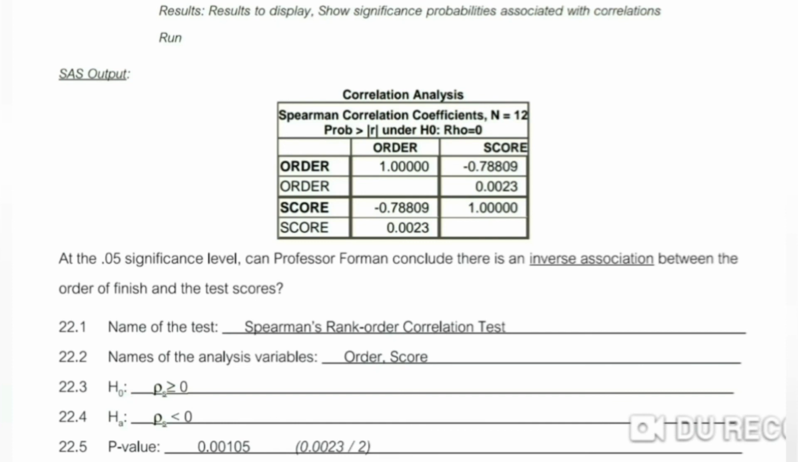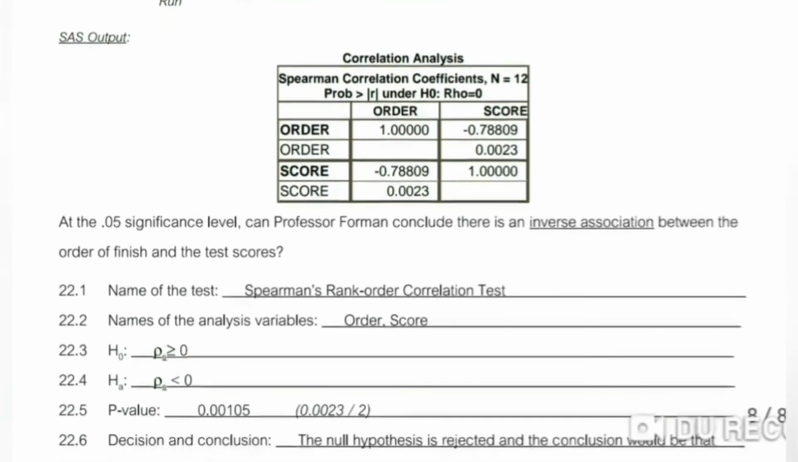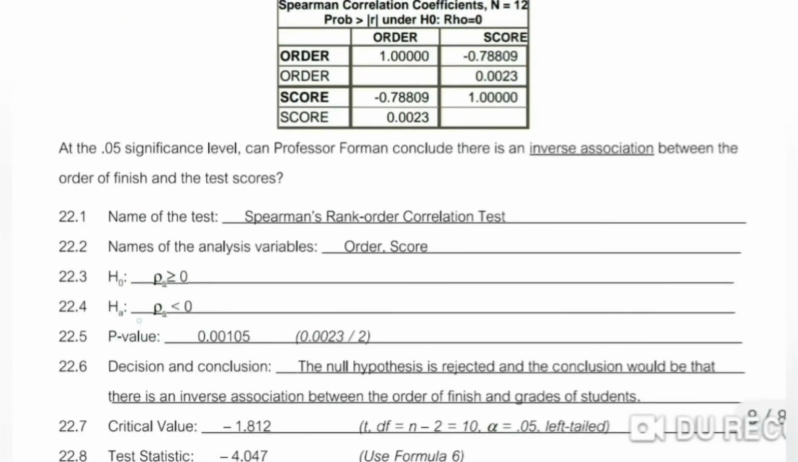HA first. Inverse association means rho S is negative, HA. Therefore, H0: rho S is greater than or equal to 0. Your test is a one-tail test, therefore the p-value is one-tail. The given p-value is two-tail, therefore divide by 2. Your p-value is 0.00105. Now you know how to decide. The p-value is smaller than alpha, you reject H0, formally. The null hypothesis is rejected, and the conclusion would be that.